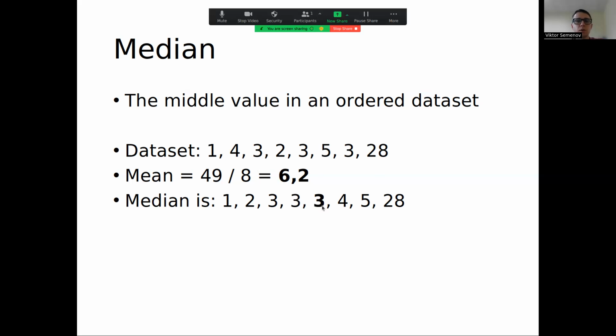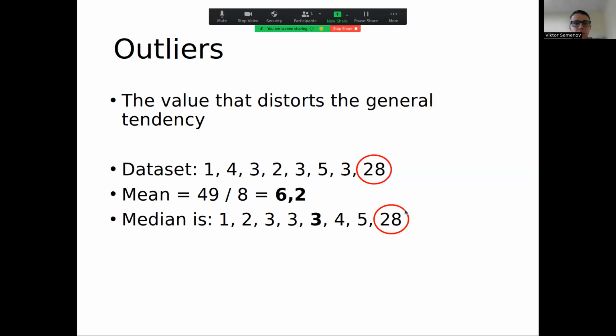This example should show you why median in some cases is better than mean, because it is less sensitive to these big numbers which may from time to time occur in the studied sample. These big numbers are called outliers. Outliers are the values which are very, very different from the general tendency of the sample, and which distort the general central tendencies.